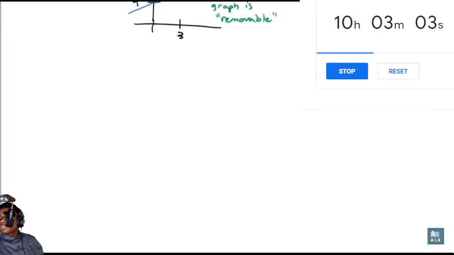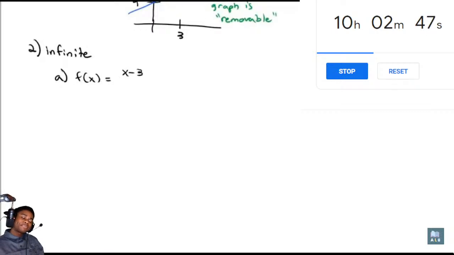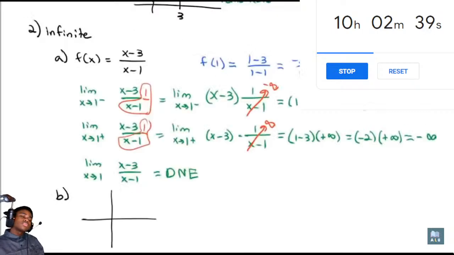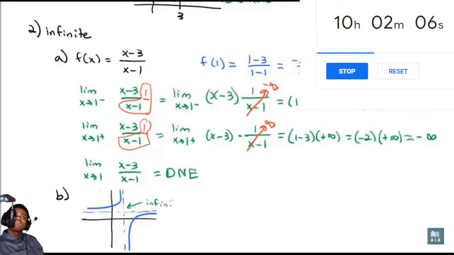The second type of discontinuity that we're going to look at is the infinite discontinuity. And the example we're going to use here is f of x is equal to x minus 3 over x plus 1. We would end up with a vertical asymptote at negative 1. And there's actually also a horizontal asymptote at 1, so this graph looks like this. It looks like this. But specifically, what we find is the infinite discontinuity.